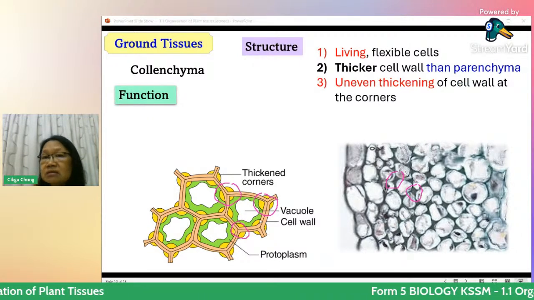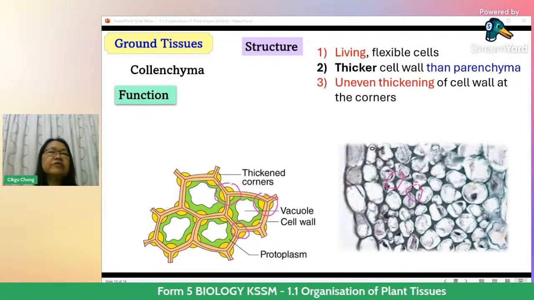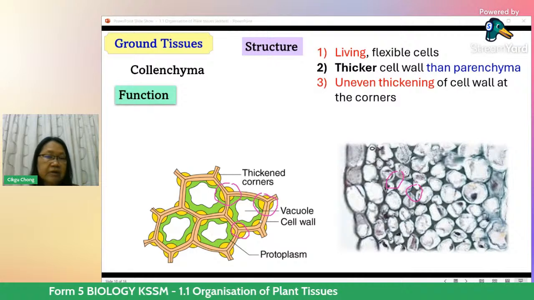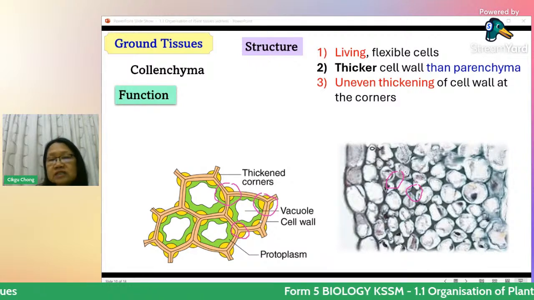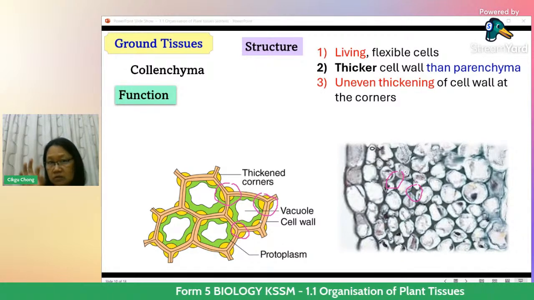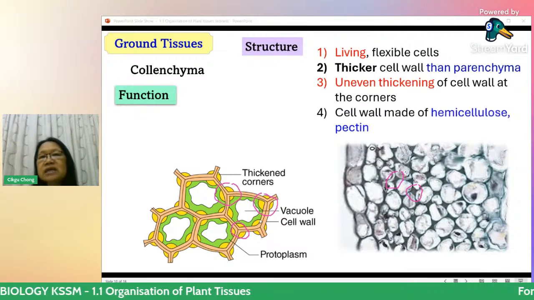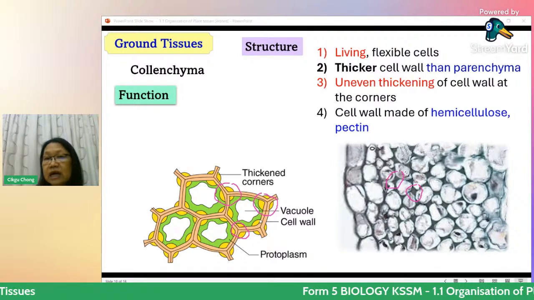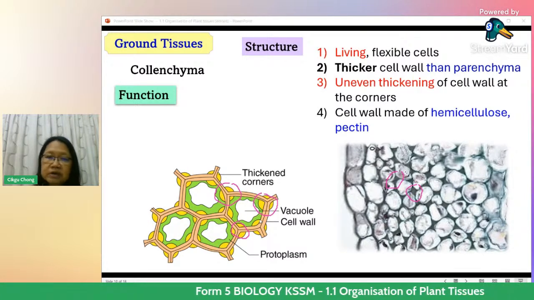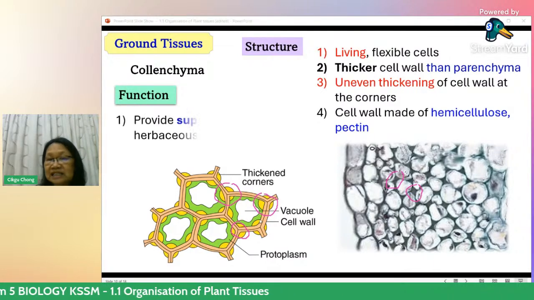Next one, they have uneven thickening. So the key word here is uneven thickening, for you to differentiate it from Sclerenchyma, because Sclerenchyma, the next one you're going to see, has even thickening. So this is uneven thickening at the corners especially, not at the sides but at the actual corners. All right, and the plant cell wall is made of hemicellulose, not just cellulose, hemicellulose and pectin. So it offers a little bit of elasticity to that plant tissue.